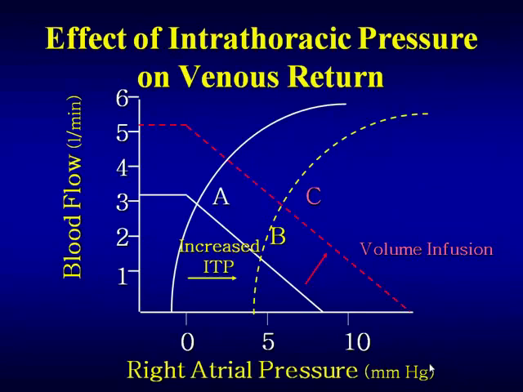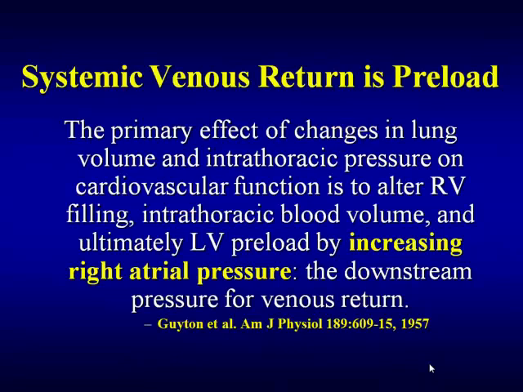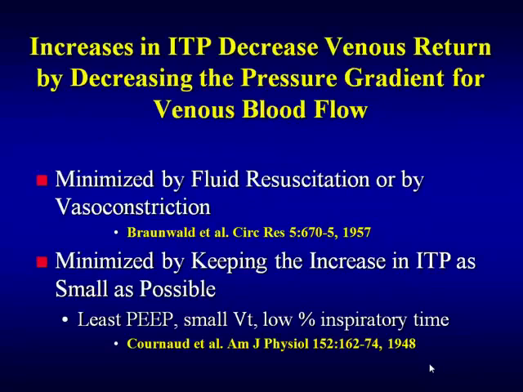Okay? Guyton described this in 1957, in which he said the primary effect of changes in lung volume and intrathoracic pressure on the cardiovascular function is to alter right ventricular filling, intrathoracic blood volume, and ultimately left ventricular preload by increasing CVP, which is the downstream pressure to venous return. Well, if this is true, Eugene Braunwald, back when he had hair, demonstrated that if you just give fluid resuscitation or give aramine, which is his norepinephrine equivalent, you could increase cardiac output in animals given PEEP.